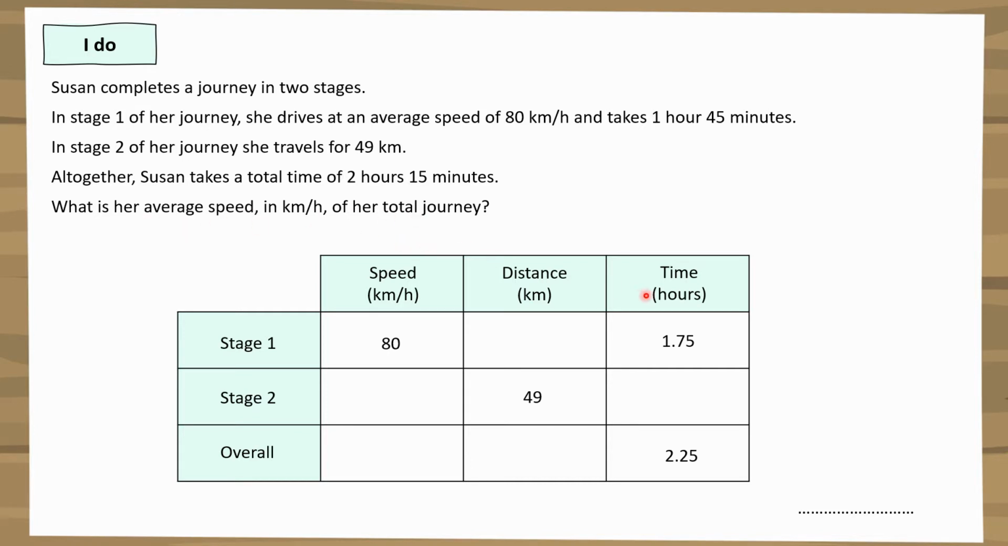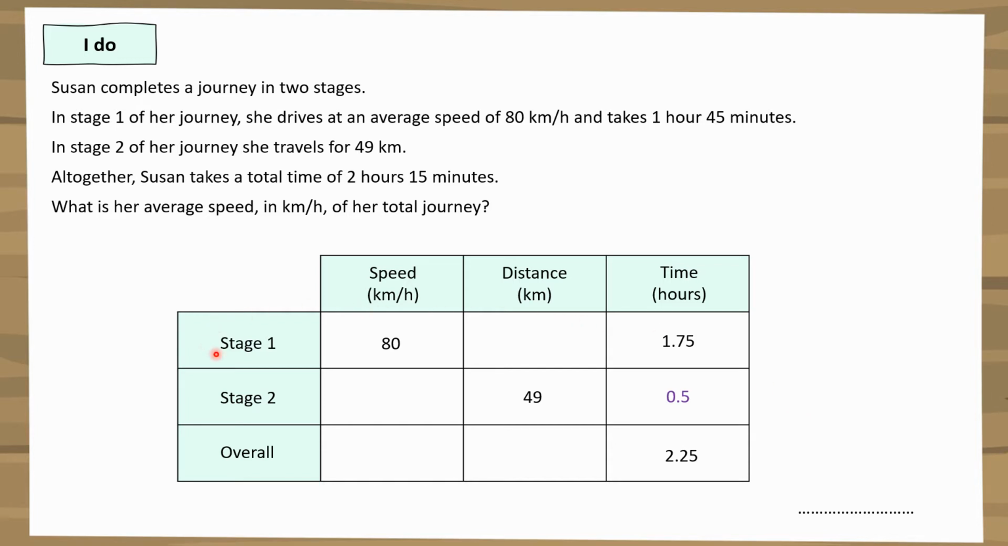So first thing I can fill in here, just having a look around, something easy is that if stage 1 is 1 hour 45 minutes and the overall journey is 2 hours 15 minutes, that means that stage 2 of the journey must have been half an hour. But again, I'm going to put that in straight away into hours, so that is 0.5 hours. Right, what else can I fill in?